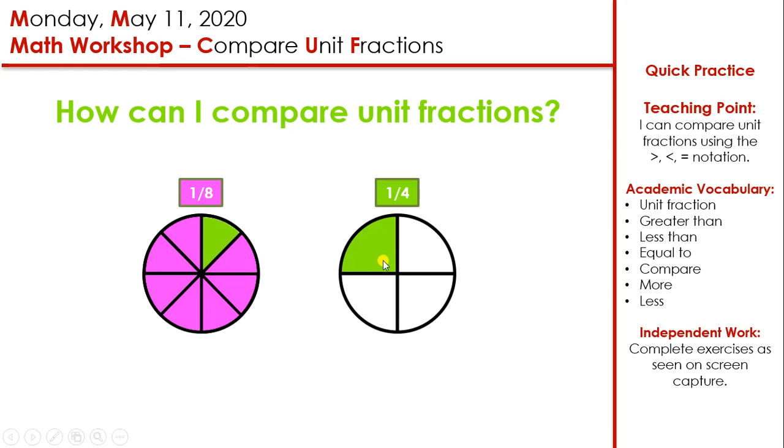Now, it is obvious to see that the more partitions I have, the smaller my pieces will be. If we take a look at this one, in which we have 8 pieces total, we have many pieces, but the size they hold is actually less than in this case. So keep in mind that when we compare unit fractions, the greater fraction will be the one with the smallest denominator. In this case, the smaller one, right? So between these two, 1/4 is greater than 1/8. There you go.